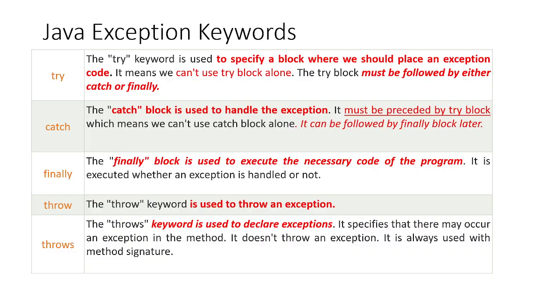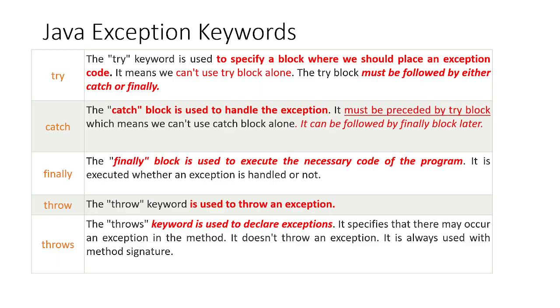Try specifies the block where we should place exception code. You can't use the try block alone, because the try block must be followed by either catch or finally. The catch block is used to handle the exception. It must be preceded by a try block. It can also be followed by the finally block.